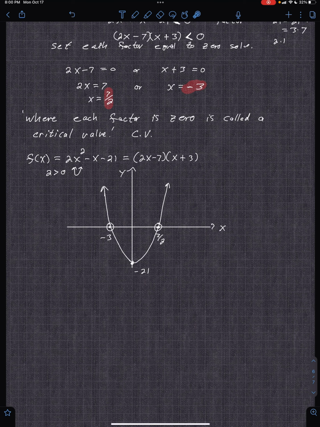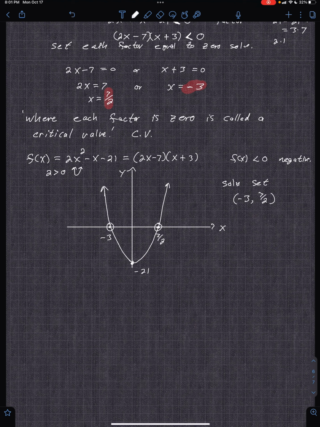And so what part of the graph is below the axis? What part of it is above the axis? We are interested in f of x being less than 0, or negative. So negative is these values below the axis. From here you can just look at that and graph it. So the solution set is negative 3 to 7 halves, not including negative 3, and not including 7 halves for the same reasoning.